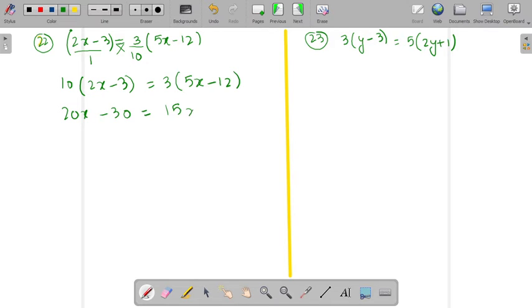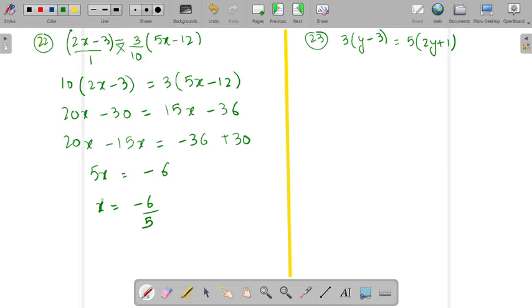So you will get these as the terms. Now shift the variables on the same side by changing their sign. So these will be the terms. Now it will become 5x equal minus 6. So x will become minus 6 upon 5. So in 22 you will be getting minus 6 upon 5 as the answer.